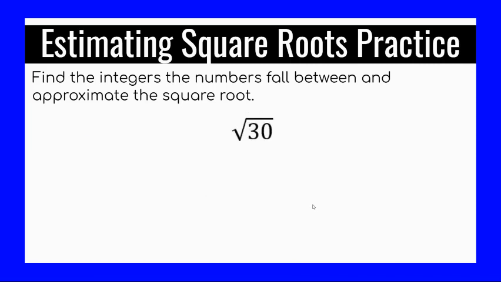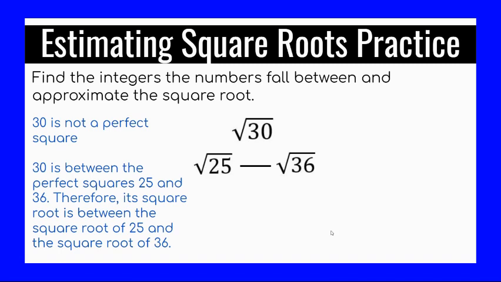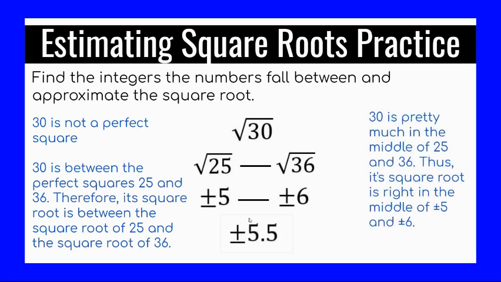Here we go, we're estimating again the square root of 30. Well, 30 is between the square root of 25 and the square root of 36. 30 is not a perfect square, but it's in between those. So it's going to be pretty much in the middle because it's 5 numbers away from 25 and 6 numbers away from 36. The square root of 25 is plus or minus 5, and the square root of 36 is plus or minus 6. So I know for a fact that our answer for the square root of 30 is between plus or minus 5 and plus or minus 6. If I type the square root of 30 into the calculator, I get 5.5, which is pretty much slap bang in the middle like we said it was going to be.